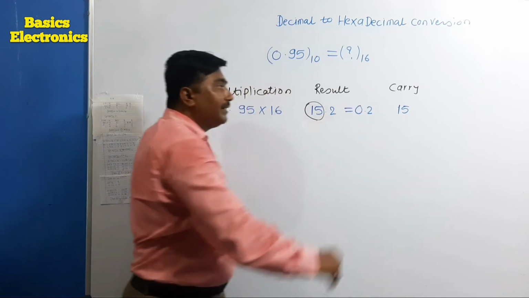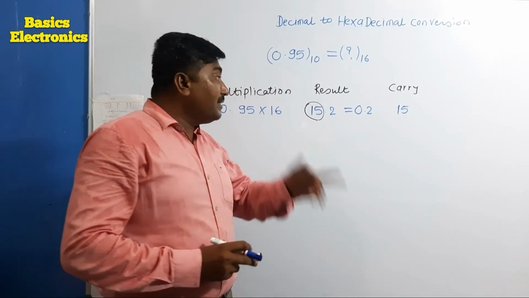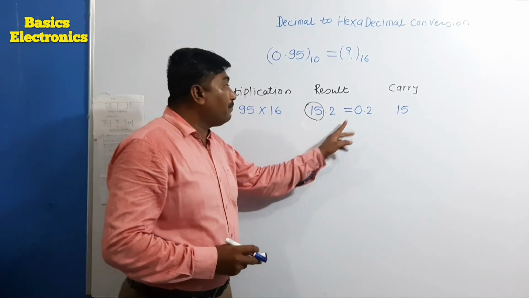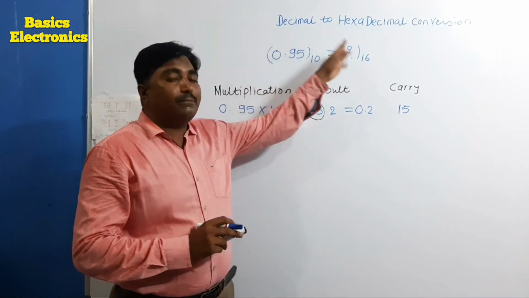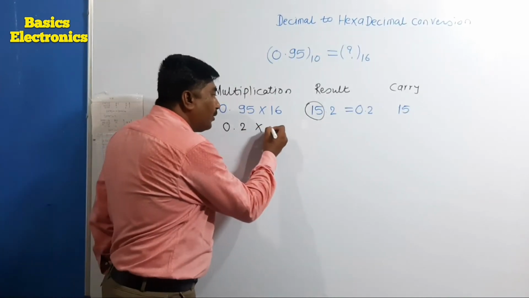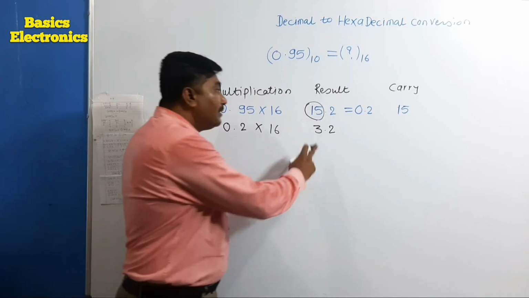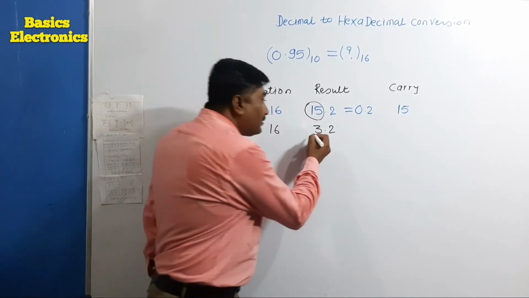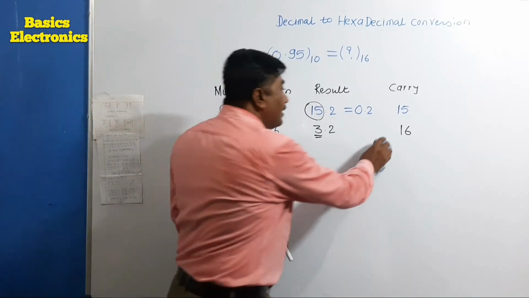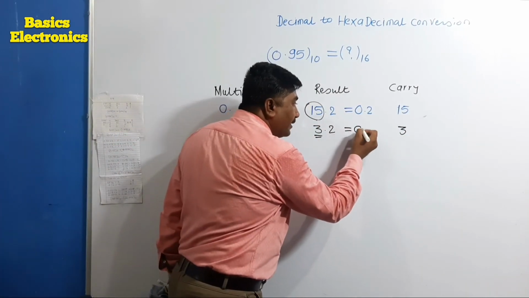So, here is the result, that is 0.2. Now, the next step comes. We have to multiply the result by 16, not by 2. Here we are converting decimal to hexadecimal. Okay. So, the 0.2 we write down here. We multiply 0.2 by 16. The result we get is 3.2. Now, this 3 we take as the carry in integer position. Here we write down 3 and the remaining part is again 0.2.